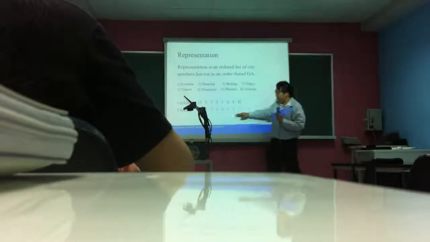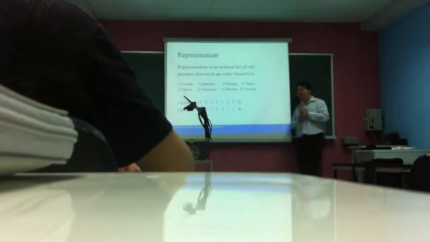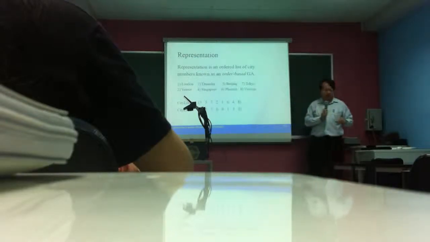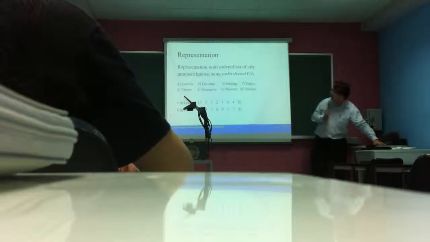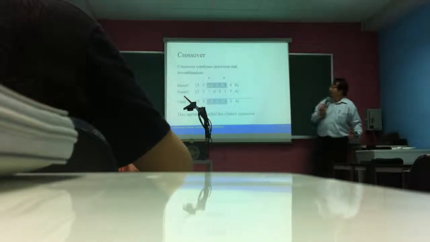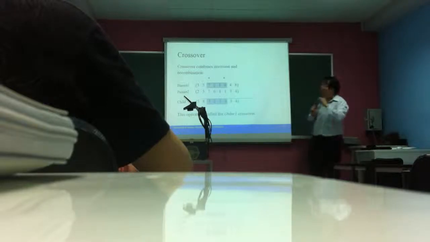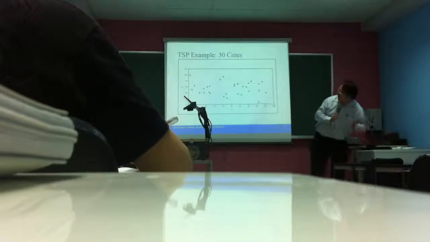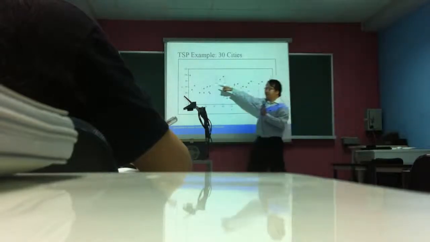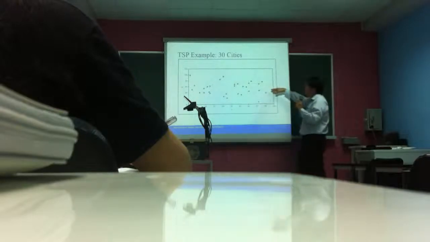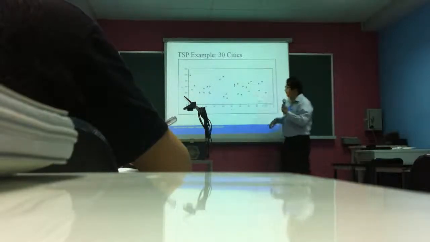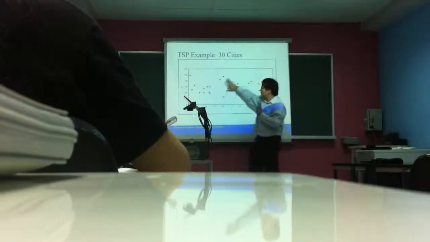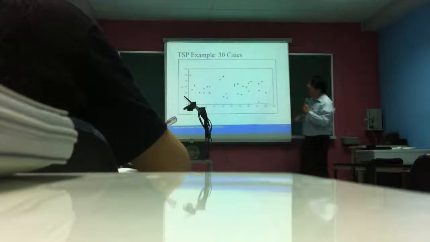And this one is another way to do it. How do you know which one is the best? We need to know the distance, right? Okay, this one. Yes, the dot here is a city, but this is a simulated 30 cities. We can calculate distance by Euclidean, right? So we can know.